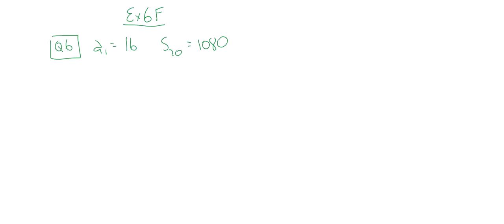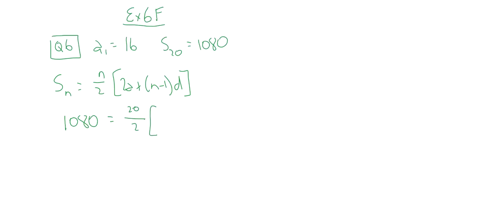So all I'm going to do is use the sum formula. The sum of whatever it is, n over 2, and then we have 2a plus n minus 1 times d. The only piece of information I don't have is d, so I'm going to substitute all of this information into this, and I should get my answer. I know the sum of the first 20 terms is 1080. I know the number of terms is 20. And then I've got 2 times a, which is 16, my first term, plus n minus 1, well, that's 20 minus 1, times d. So that's my only unknown piece of information.